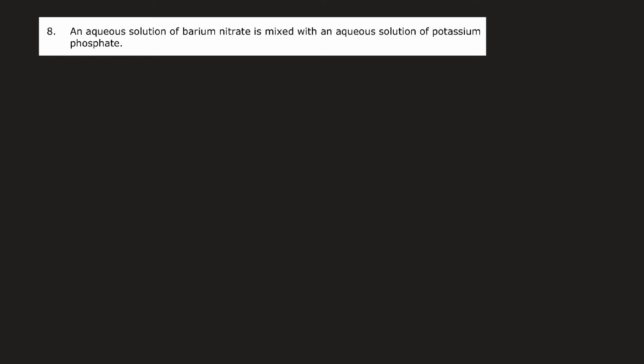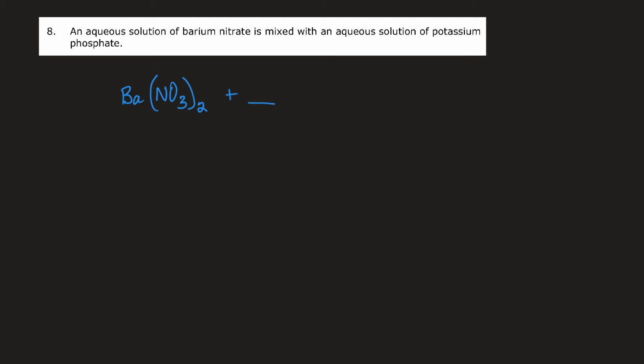Number 8, aqueous solution barium nitrate. I think this is another double replacement reaction. Okay, so barium and nitrate. Nitrate's charge is a minus, barium is a 2 plus. So to balance this, I'm going to need 2 of these. Okay, now that's chemically balanced. So that's the correct formula for barium nitrate.